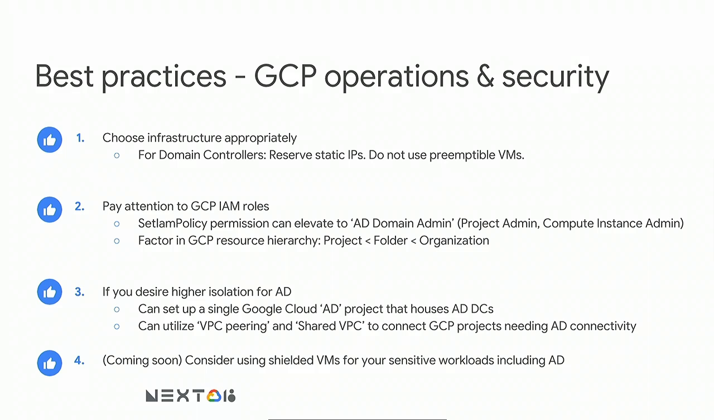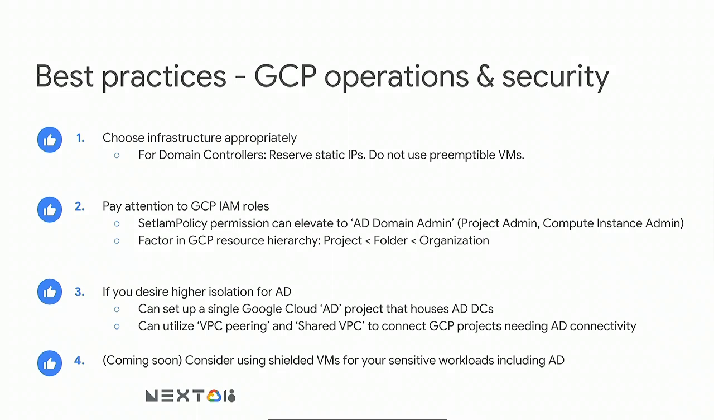One is there's obviously a plethora of choices when you come to cloud for running compute. Just like you would if you were purchasing hardware to run your domain controllers, you want to make the right type of choices. Preemptible VMs may be cool, but probably not a good idea for running AD domain controllers. You want to think about static IPs and things like that.